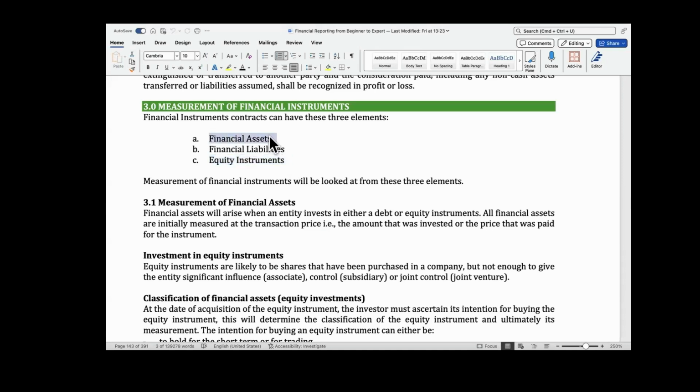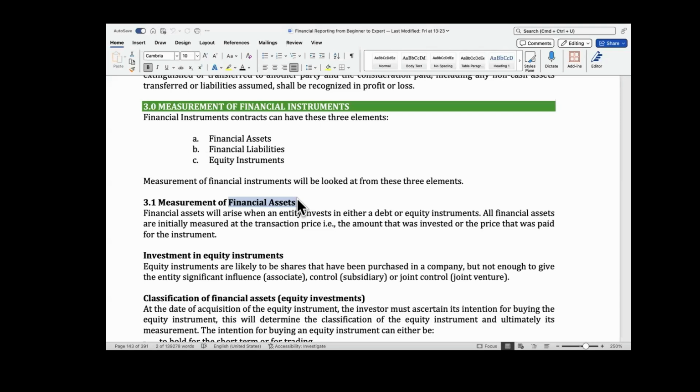Okay, now let's focus on financial assets and financial liability. I will start with financial assets. How do we measure financial assets? And don't forget, when we say financial assets, there are three things. Number one is cash. Number two is equity instrument of another entity. Number three is contractual right to receive cash. Those are the three financial assets that we have.